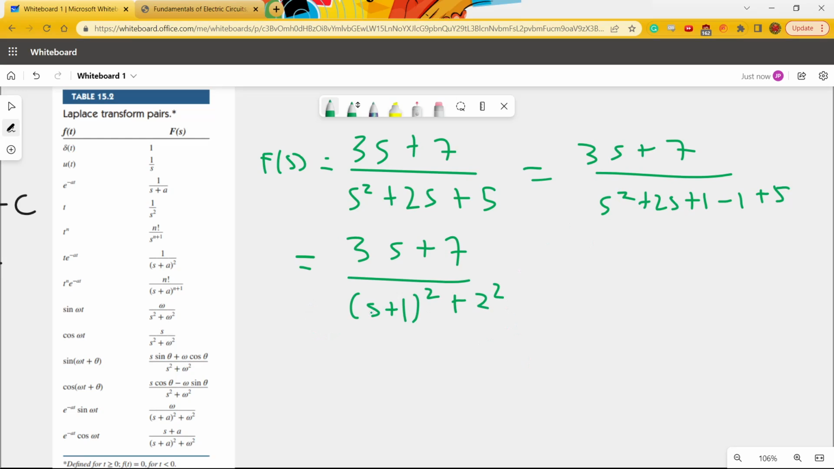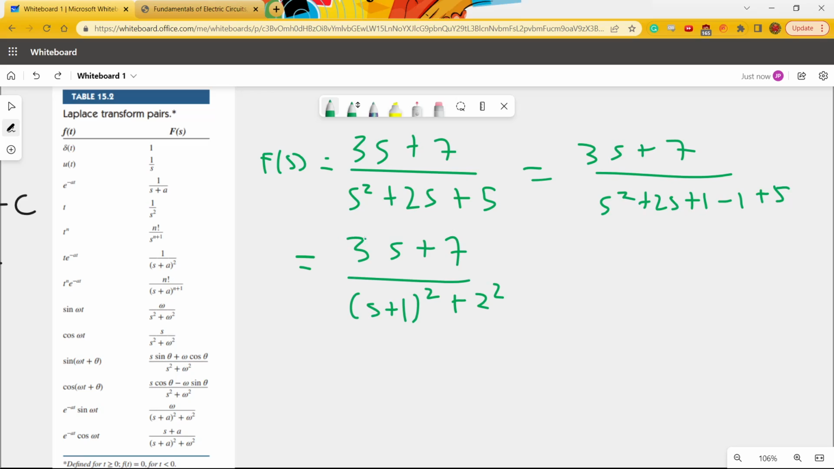Now this looks promising because we have (s plus a) squared and omega squared in the denominator, but the numerator still doesn't match. We need to have an s plus a, in this case an s plus 1, in the numerator, or omega in the numerator, and we do not have either of those. So how on earth are we going to split up this equation effectively? The way I do this is to look at the s term and the constant term.